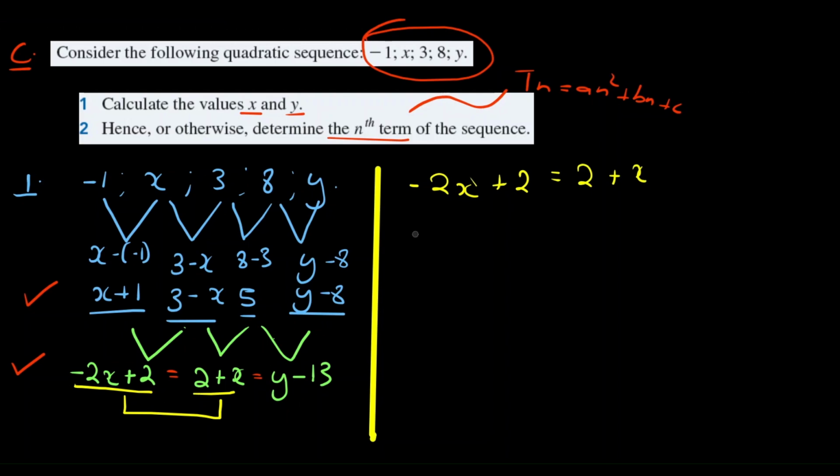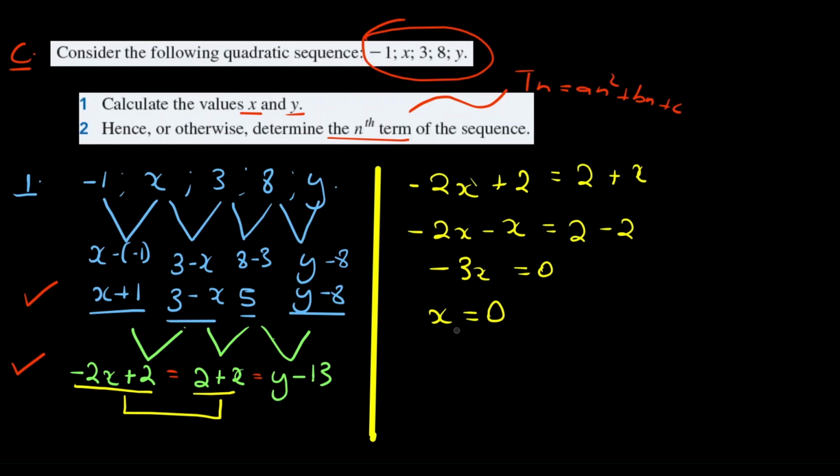Then we go ahead and solve for x. Take the x to the left hand side, it will be negative 2x minus x. We take the 2 to the right hand side, it will be 2 minus 2. Then we're going to have negative 3x is equal to 2 minus 2, which is 0. Divide both sides by negative 3. We're going to get that x is equal to 0.